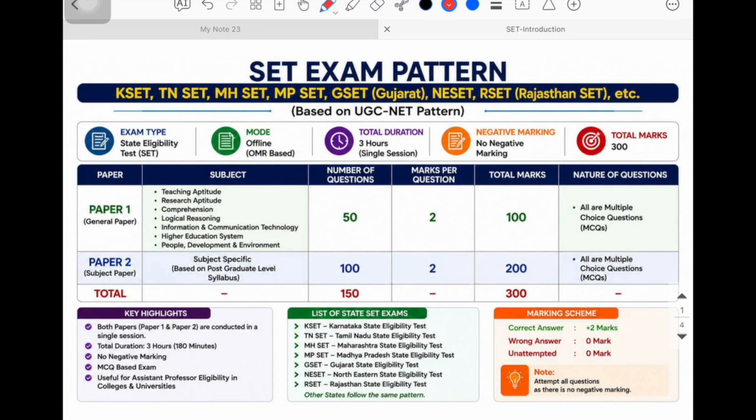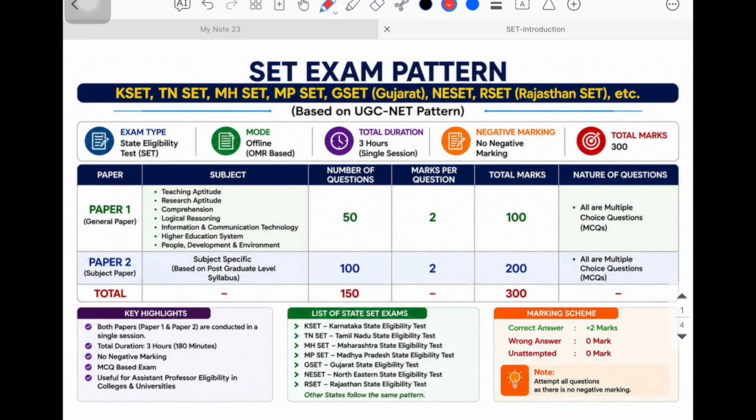The first thing I want to tell you is that the SET syllabus, the State Eligibility Test syllabus for physics, and not only physics but for other subjects also, is identical across all states. It is the same from Kerala to Jammu and Kashmir. The syllabus is identical in all states, but the question pattern is different, except in Kerala. I will give you the detailed explanation.